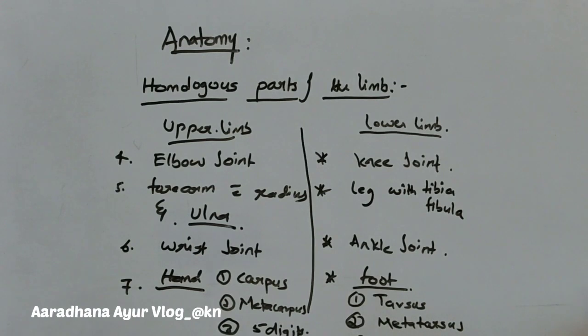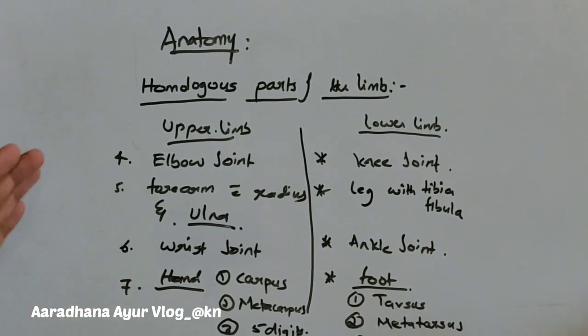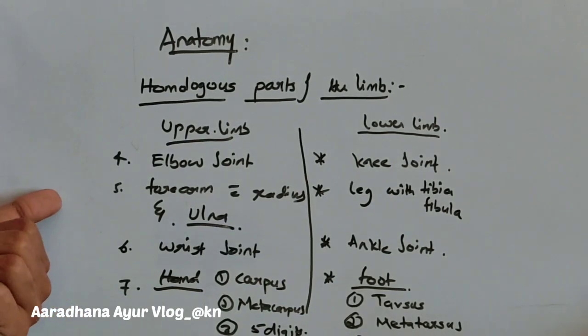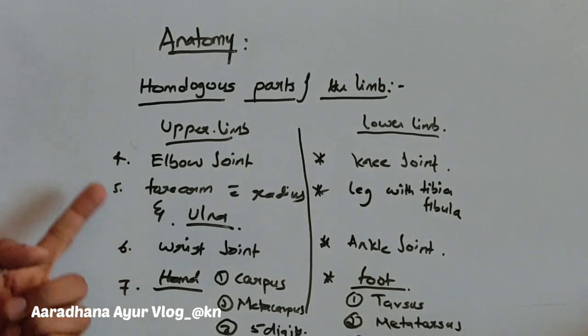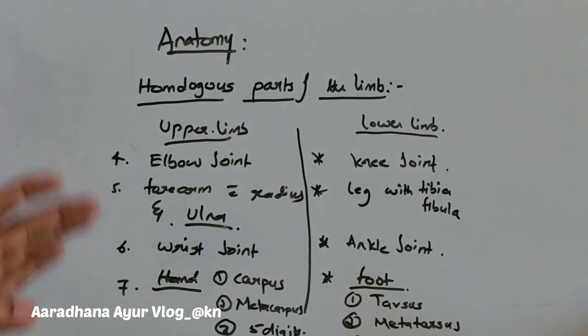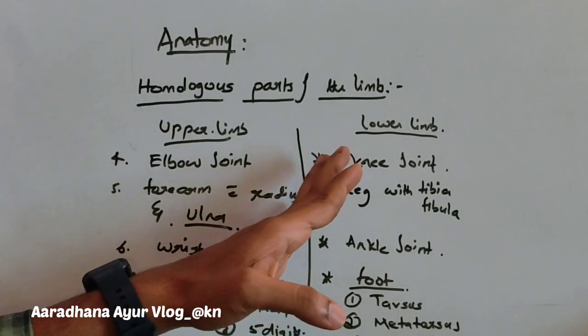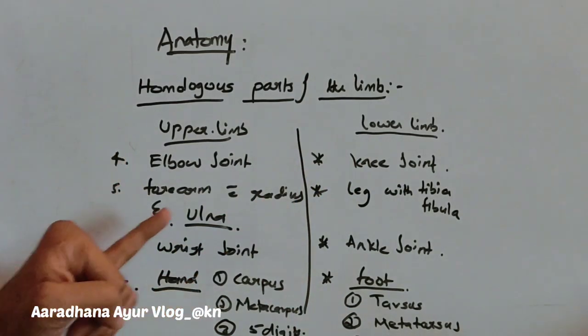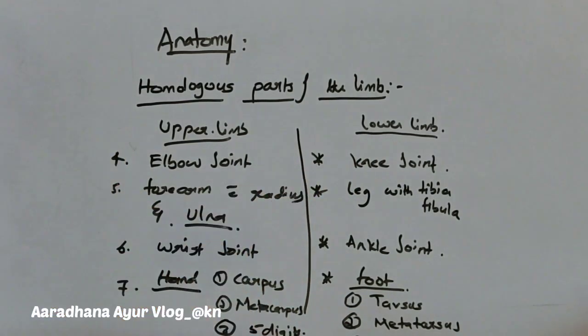So 7 points we have discussed here: homologous parts of the upper limb and the lower limb. Upper limb starting with the shoulder girdle, lower limb it is the hip girdle. Next is the shoulder joint, and hip joint in the lower limb. Arm with humerus, and the thigh with the femur bone. Next is the elbow joint, here it is considered as a knee joint. Forearm 2 bones, radius and ulna. Leg with 2 bones, tibia and fibula. Wrist joint in the upper limb, ankle joint in the lower limb. Hands with carpus, metacarpus and the 5 digits. Similarly lower limb has the tarsus, metatarsus and the 5 digits.